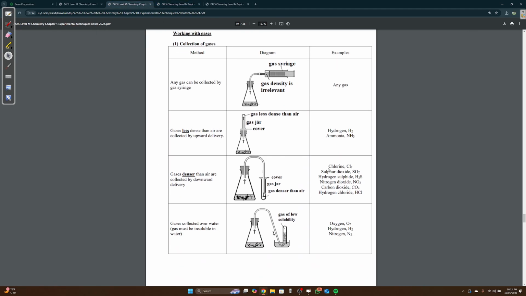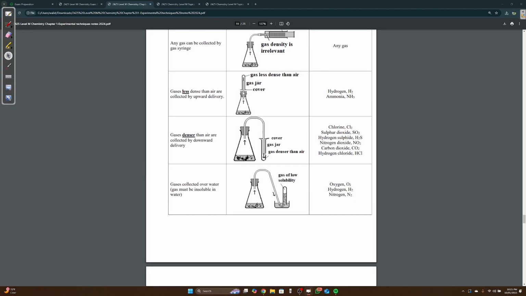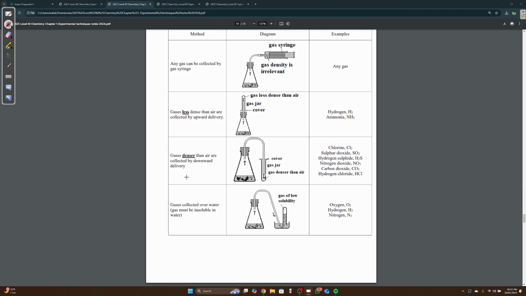So working with gases, you have 4 methods. If you use a gas syringe, the density of the gas doesn't matter, right? It's just going to go up into the syringe and you're going to capture it. But if you're using upward delivery and downward delivery, there's going to be some problem, and it makes sense. If the gas you're collecting is less dense, then obviously it's going to float. It's going to go up.